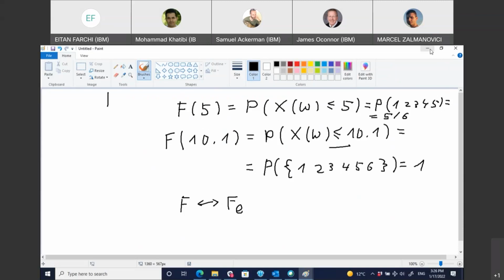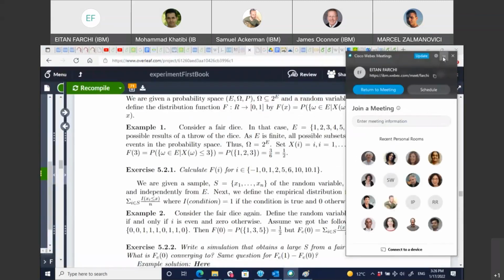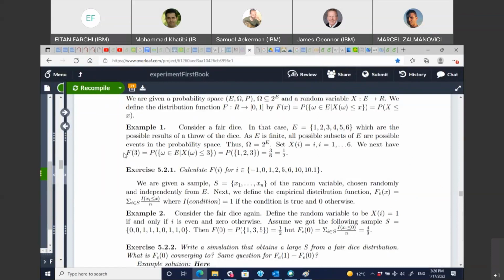So basically, this is good. We now have a clear notion of what the distribution function is and what a random variable is. Next time we'll continue and talk about the empirical distribution that will help us conduct all kinds of analysis related to testing of machine learning. Any other comments or questions?